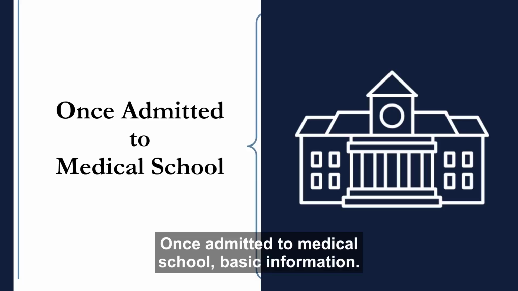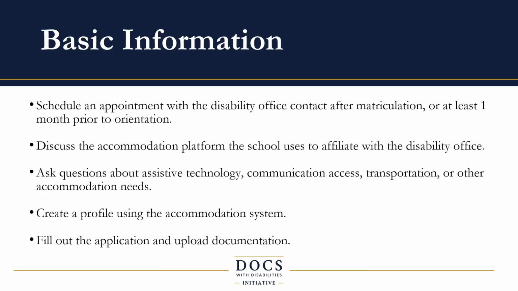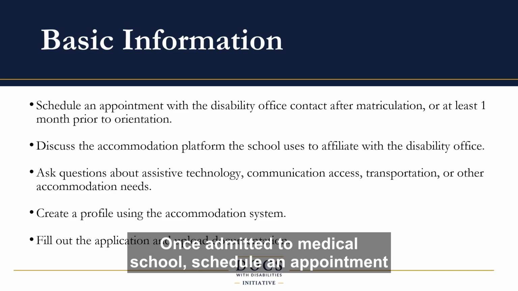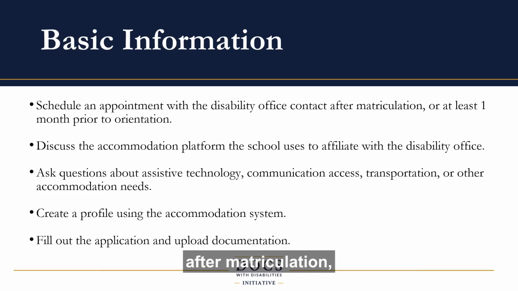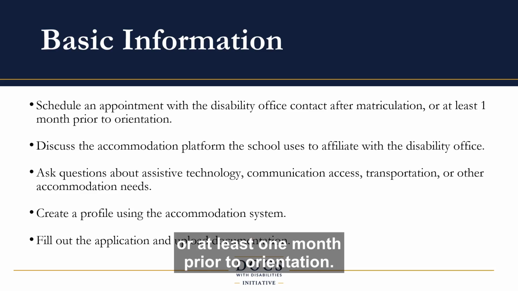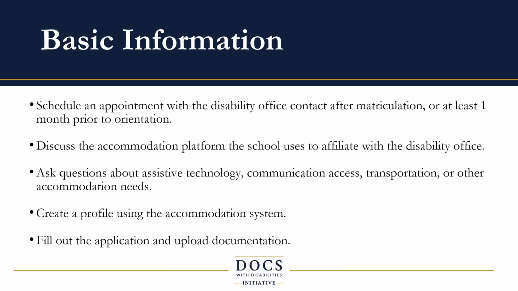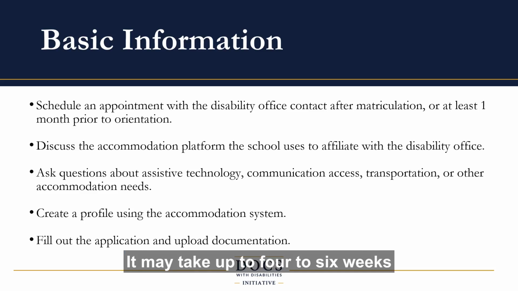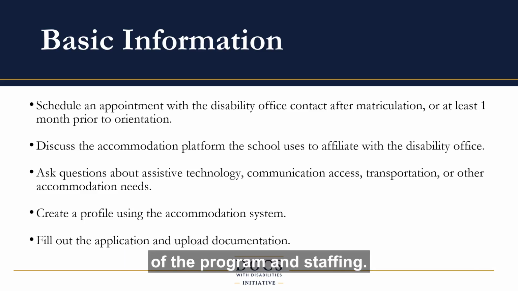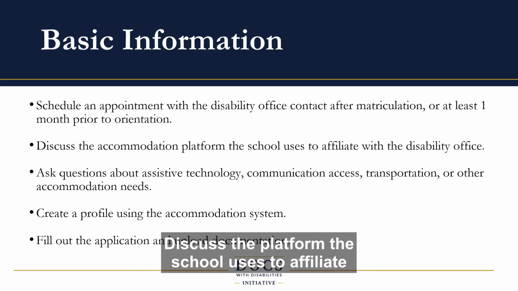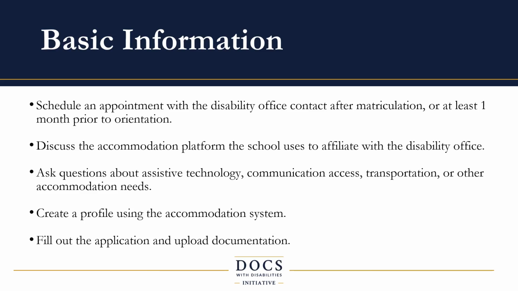Once admitted to medical school. Basic information. Once admitted to medical school, schedule an appointment with the disability resource professional after matriculation, or at least 1 month prior to orientation. It may take up to 4 to 6 weeks to complete the accommodation process depending on the size of the program and staffing. Discuss the platform the school uses to affiliate with the disability office.